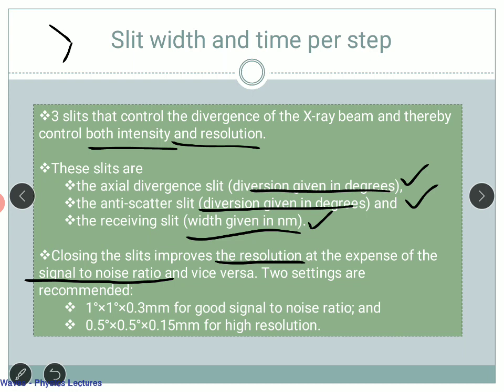The settings that we usually use for a good signal to noise ratio is 1 degree, 1 degree, 0.3 millimeter. So I hope you understand this. 1 degree is for the axial divergence, 1 degree is for the anti-scatterer slit, and the receiving slit will have a width of around 0.3 millimeter. On the other hand, when we talk about high resolution, this is the appropriate measurement. These are the appropriate settings that we should use or we can use.